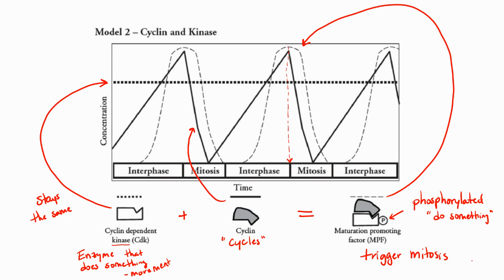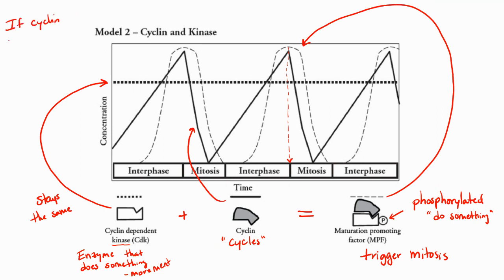So what would happen in a cell if my cyclin, instead of cycling, stayed at super high levels? What would happen? It would stay the same. So if I took my solid line and I kept it high, what other line would also be really high? Maturation promoting factor. So if my cyclin level is always really, really high, and my cyclin-dependent kinase is naturally high, my maturation-promoting factor will also be high. And what does a high level of maturation-promoting factor do? Triggers mitosis.